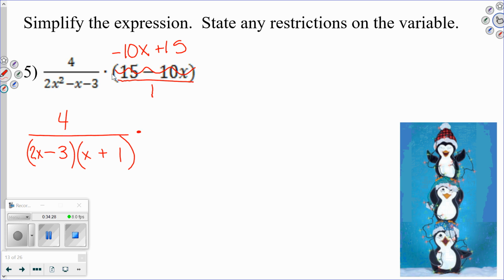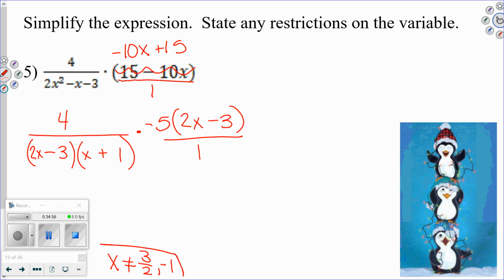All right, top of the next one, how do you factor that one? Negative 5. What do you got left? 2x minus 3. Step 2, restrictions. What can x not equal? Good. 3 over 2 and negative 1. Step 3, cancel. 2x minus 3. Oh, that's it.